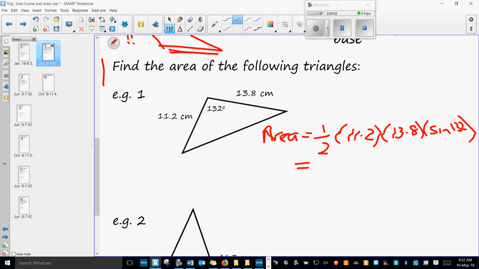And we're talking about area, so this one would be centimetres squared.